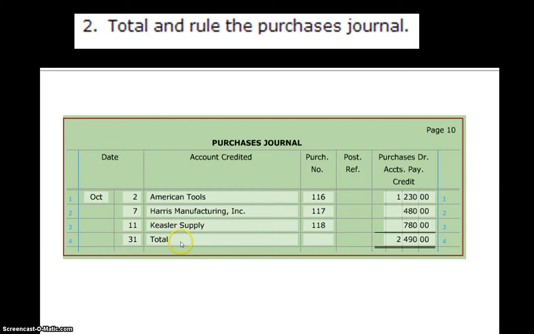And then you would put down $2,490 right down here. And notice you can leave this purchase column right here blank. All right, and that's it.